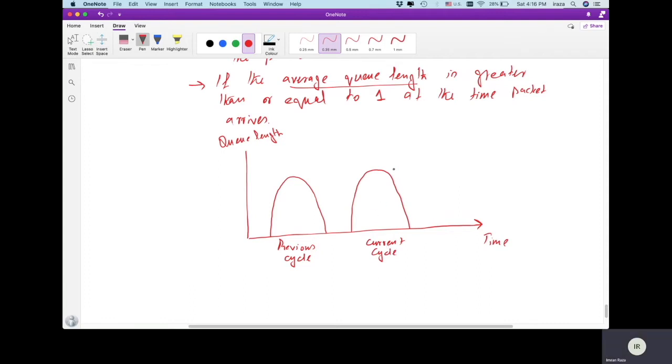Right, and say so this is the current time. Okay, and then we can calculate this average interval, or you can say that this is the averaging interval.